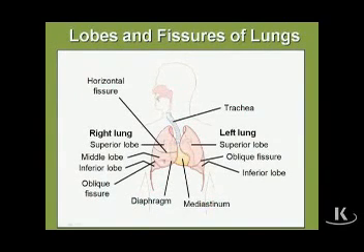And of course, on the right side, we just have to add the middle lobe. And again, we see that the oblique fissure is oblique, so the lower lobe is still going to be posterior. And we see that the upper and middle lobes are basically anterior. So we can say the same thing about auscultation on the right side.